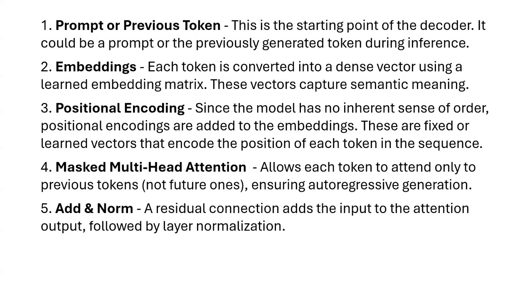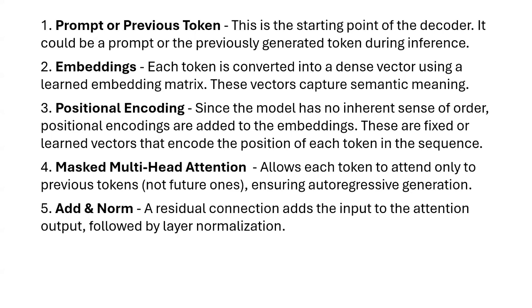Then positional encoding is added to that output. Since the model has no inherent sense of order, positional encodings are added to the embedding. These are fixed or learned vectors that encode the position of each token in the sequence. So, to give every word, which we are taking as a token, its position in the sequence, we add this positional encoding.